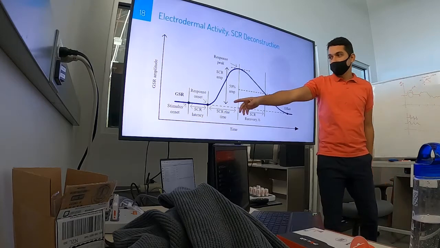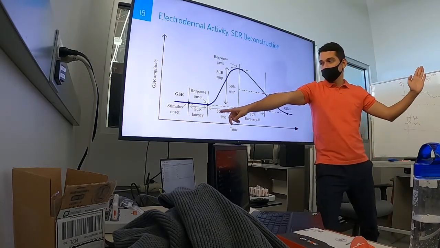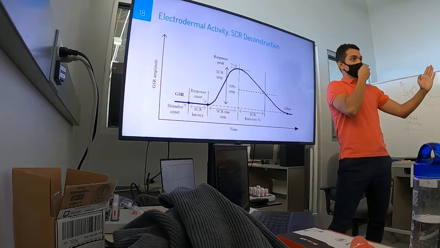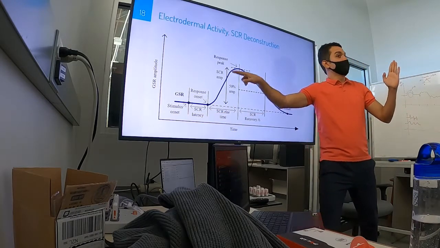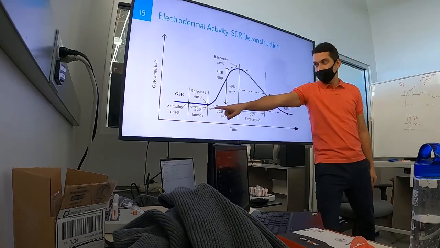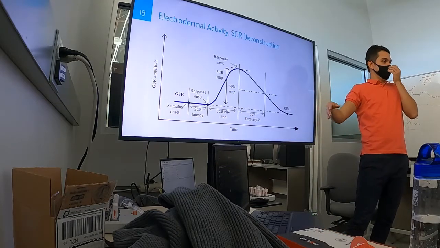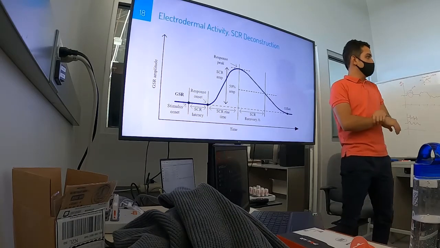So you can get things like the stimulus onset. That's the moment that you present the stimulus, and then you want to see how much time the person spends before the actual reaction. That's the latency, so 2 seconds, 3 seconds. Those variables are very interesting for seizures, as people studying seizures use EDA.